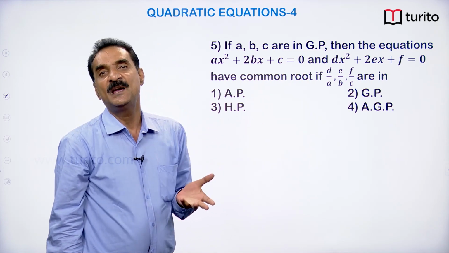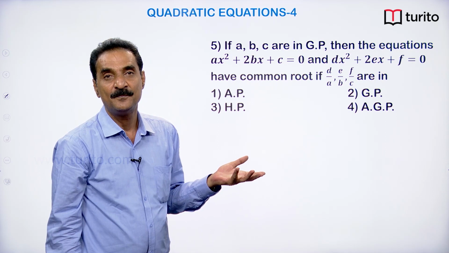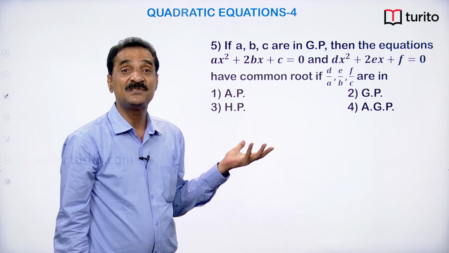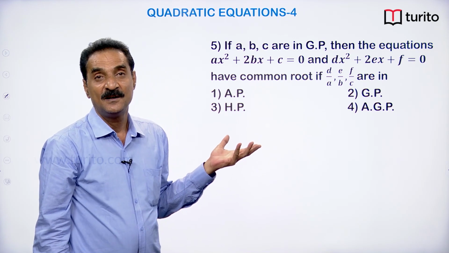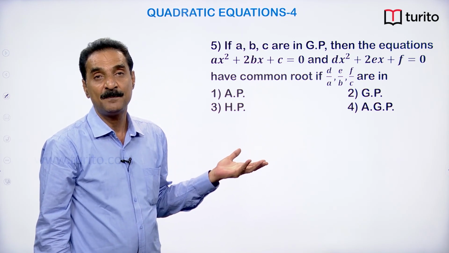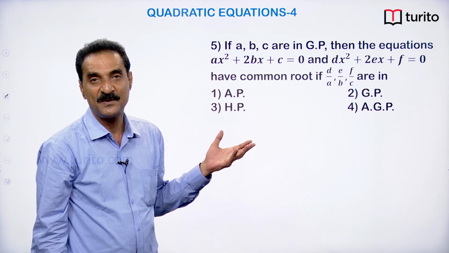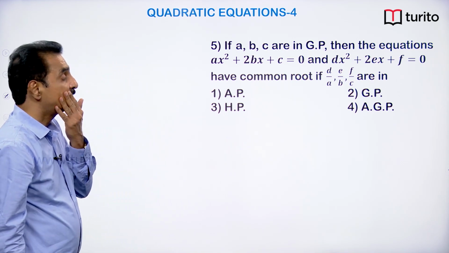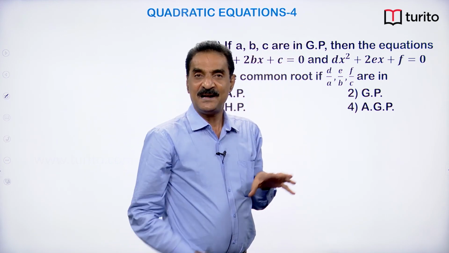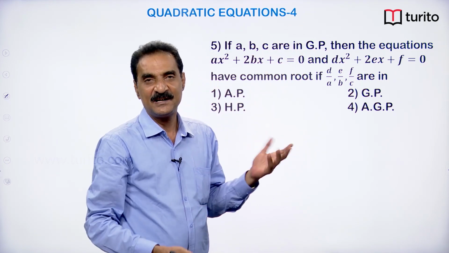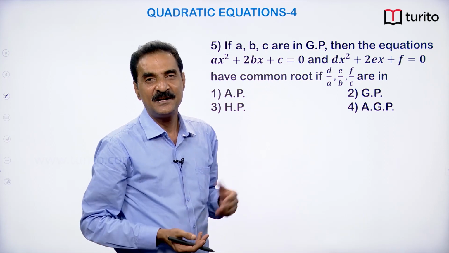If a, b, c are in AP, b is equal to a plus c by 2. If a, b, c are in GP, b square is equal to ac. If a, b, c are in HP, b is equal to 2ac by a plus c. All these things I have explained. Now, one method is you can apply that long condition and get the answer.